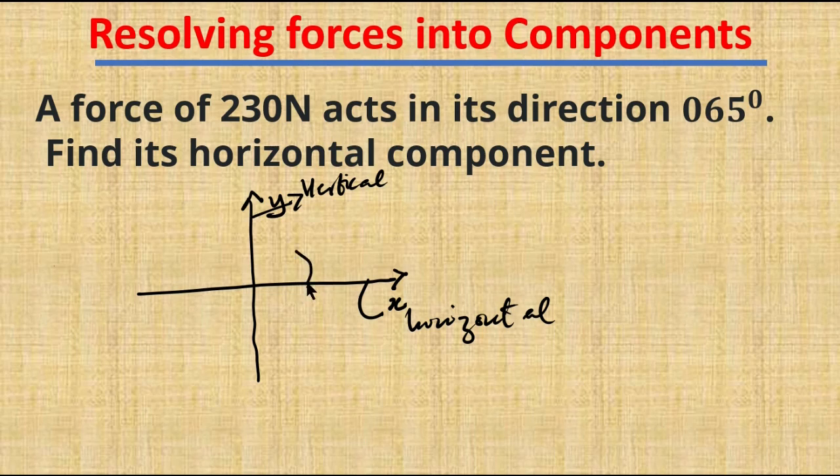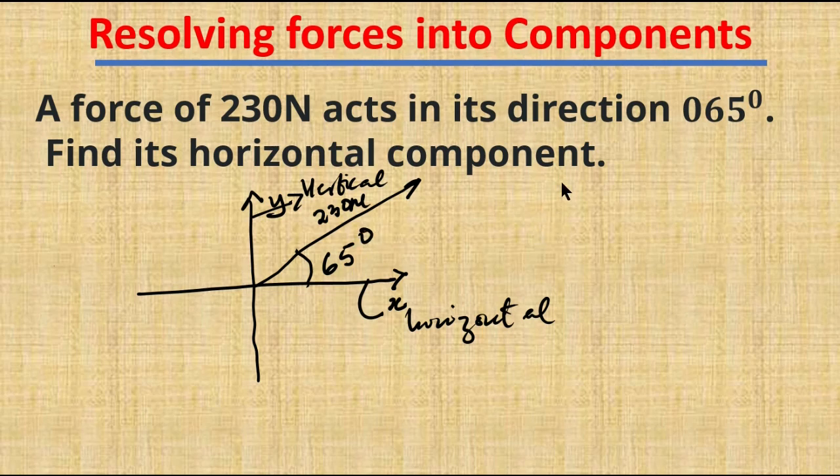Now, we've been told that this force acts at 65 degrees in its direction. So I'll be picking 65 degrees this way. Between the x and the y-axis, I have 90 degrees. Since it's 65 degrees, that means it's less than 90 degrees. So I'll assume I have my force this way. This is the force of 230 newtons, and in here I'll have 65 degrees.